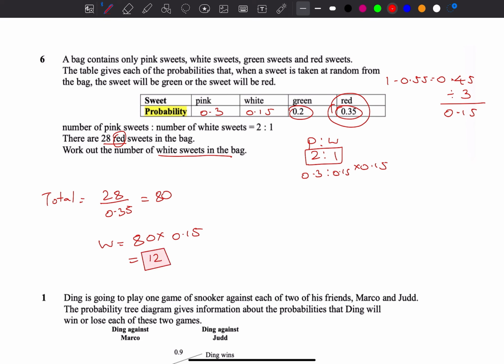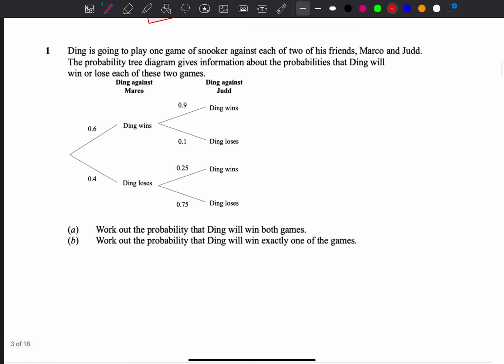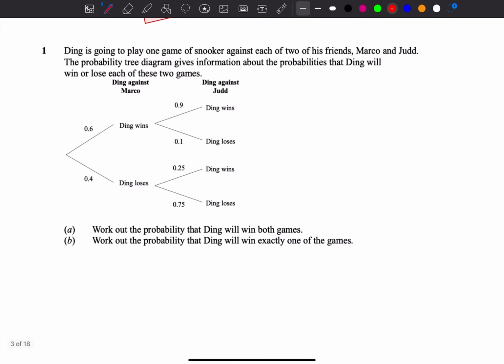Okay. Now, the next one. Work out the probability that they win both games. So it's technically win and win, here and here, which is 0.6 times 0.9, which will give you 0.54.